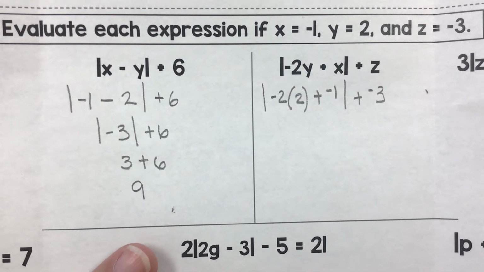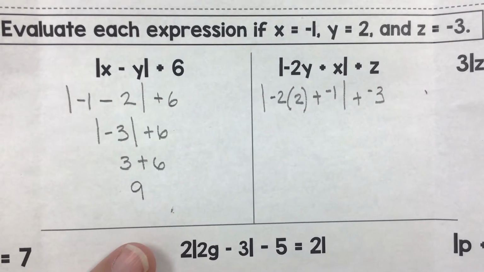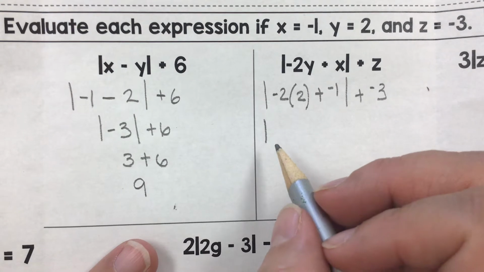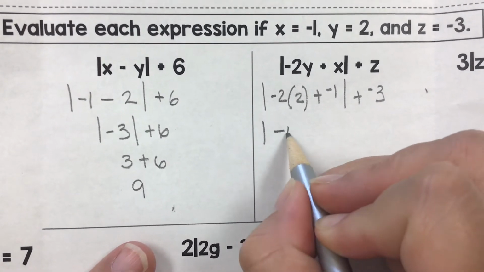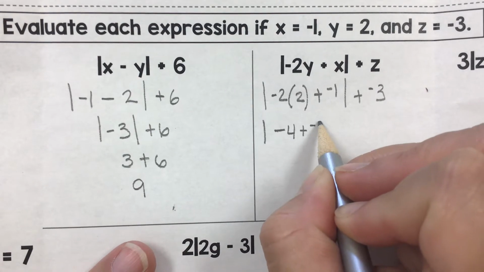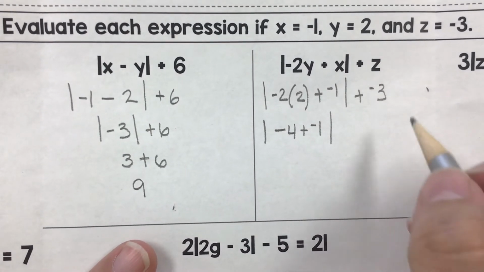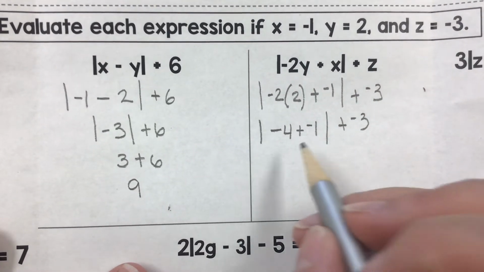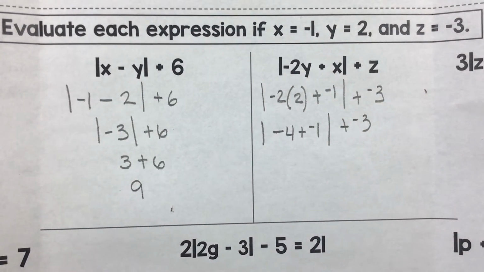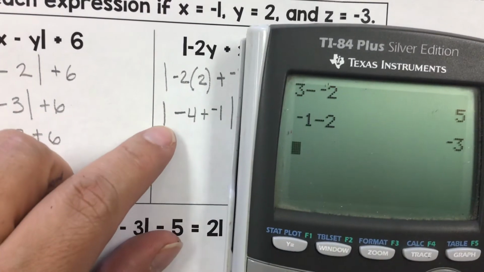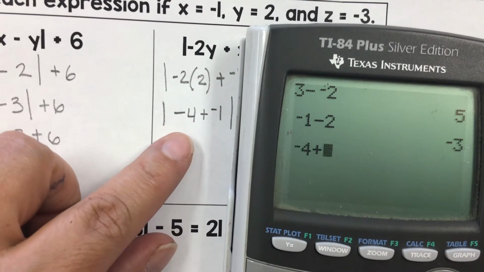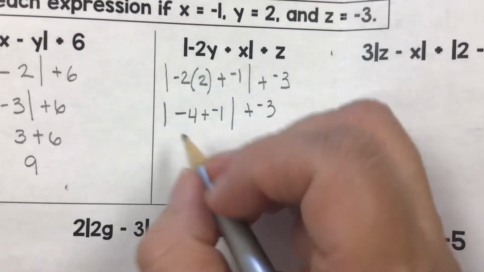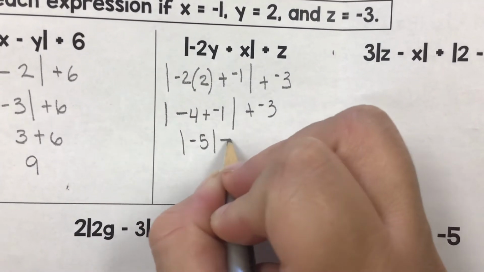So some of you are able to simplify this expression, but you don't have to since we're just doing order of operation. Negative 2 times 2 is negative 4 plus a negative 1. Close those absolute value bars, plus a negative 3. Negative 4 plus a negative 1 equals a negative 5. The absolute value of negative 5 plus the negative 3.